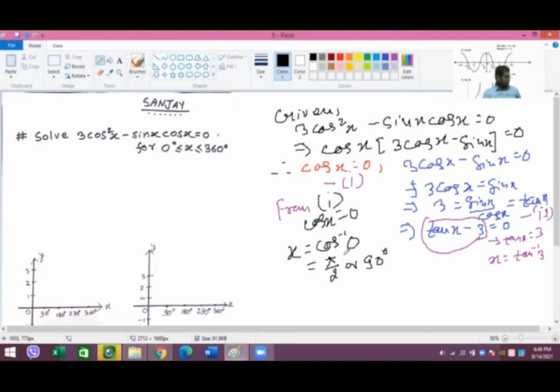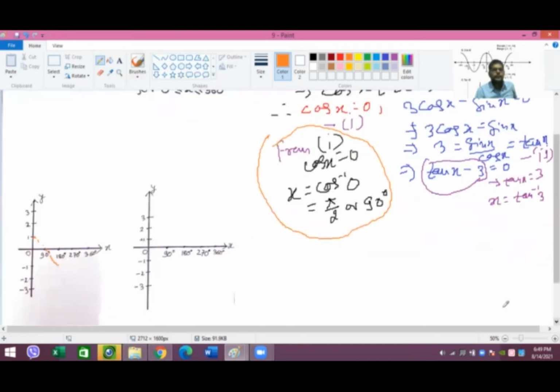So then we draw cos x. Cos is maximum at x equals 0, that is 1, and then it will be 0 at 90 degrees, and again it will attain the minimum value. You can see here the minimum value is negative 1 at 180 degrees, and it will pass through 270 degrees. At 270 degrees it is 0, then it will go again to the maximum point at 360 degrees.